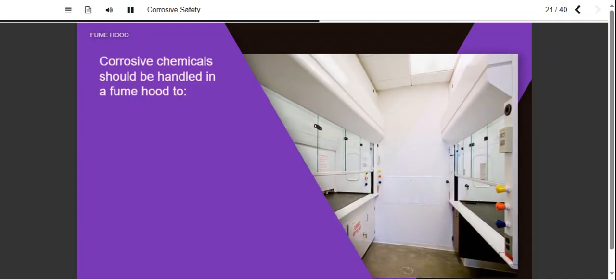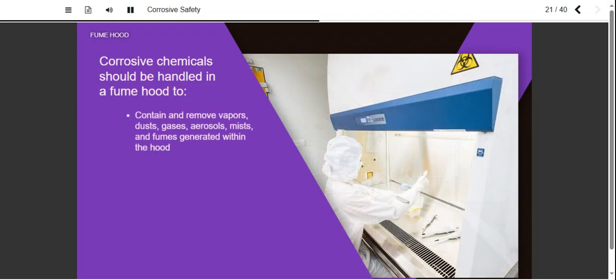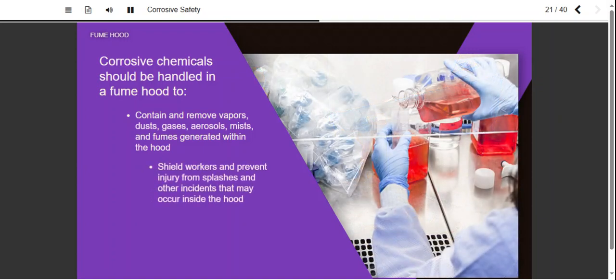When possible, corrosive chemicals should be handled in a fume hood to ensure that any possible hazardous or noxious fumes generated are adequately vented. Chemical fume hoods, when used properly, are one of the most reliable engineering controls in the laboratory. They protect workers by containing vapors, dusts, gases, aerosols, mists, and fumes generated within the hood, and removing them through filtering and exhaust ductwork. They also provide shielding with a clear sliding window called a sash that helps prevent injury from splashes and other incidents that may occur inside the hood.